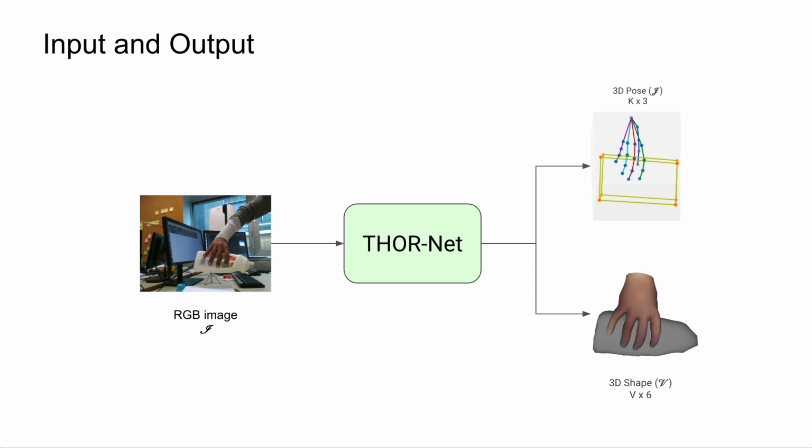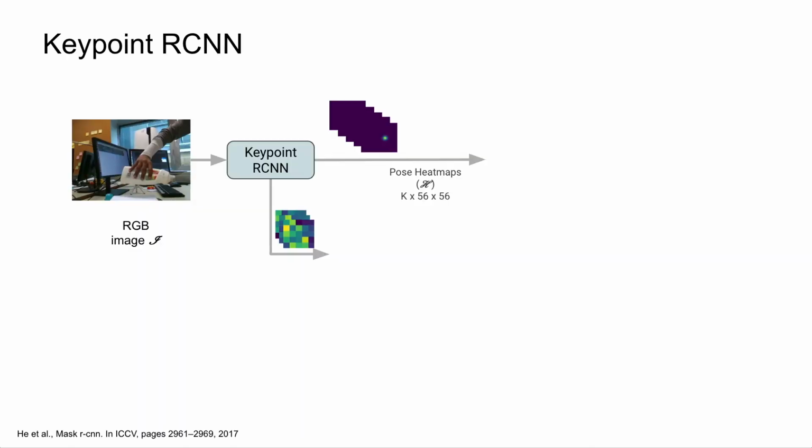Given a single RGB frame, THOR-Net estimates a 3D hand and object pose along with the realistic 3D hand shape and object shape. To extract 2D information from the RGB frame, we adopt a robust object detection model called the Keypoint RCNN, which produces two main outputs. The first output is the set of heat maps that describe the location of the 2D pose within the image, and the second output is the set of 2D feature maps for the region that contains the hands and the object.